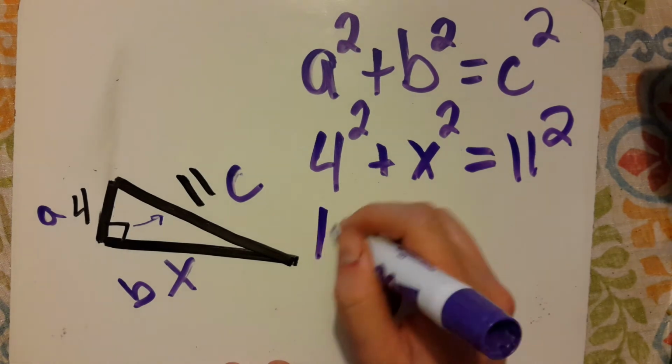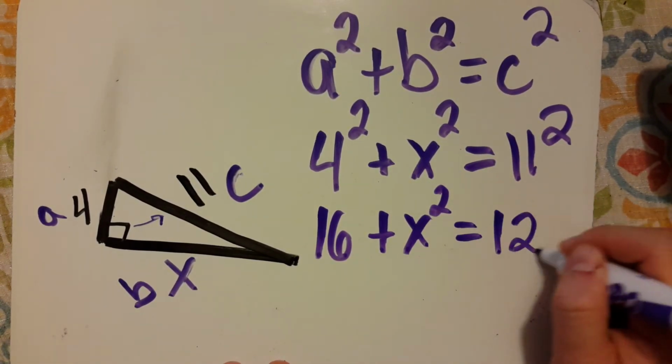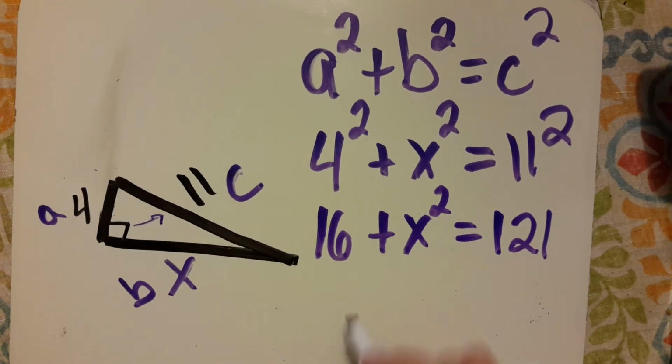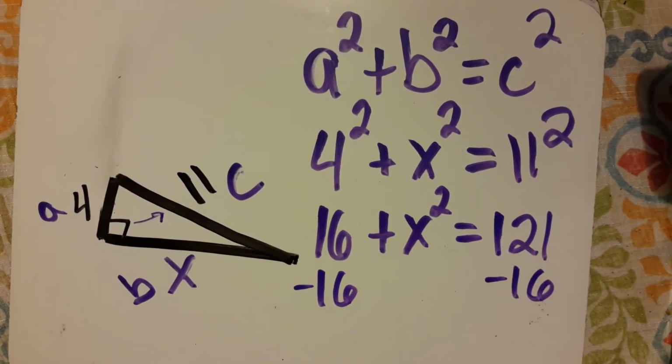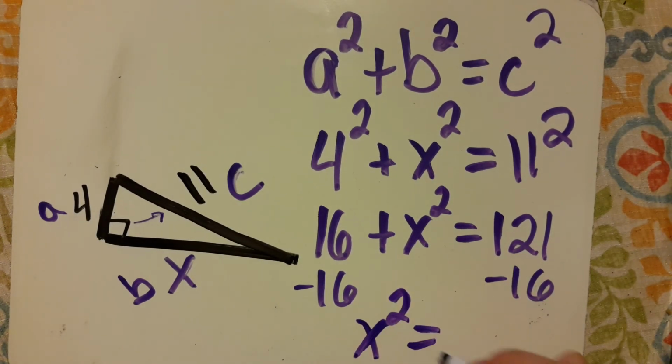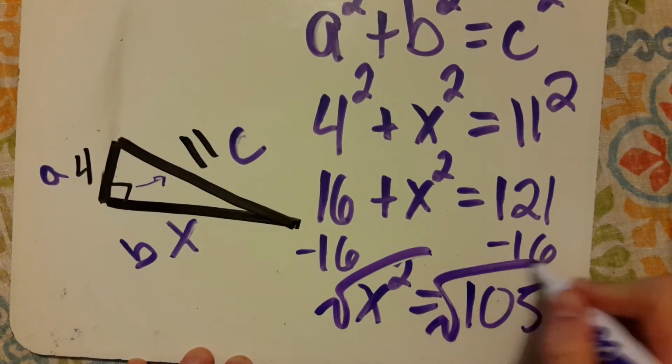Do the squareds. 4 squared is 16. 11 squared is 121. We're solving for x, so I want to subtract 16 from both sides. And we get that x squared equals 105. I need to square root at this time.